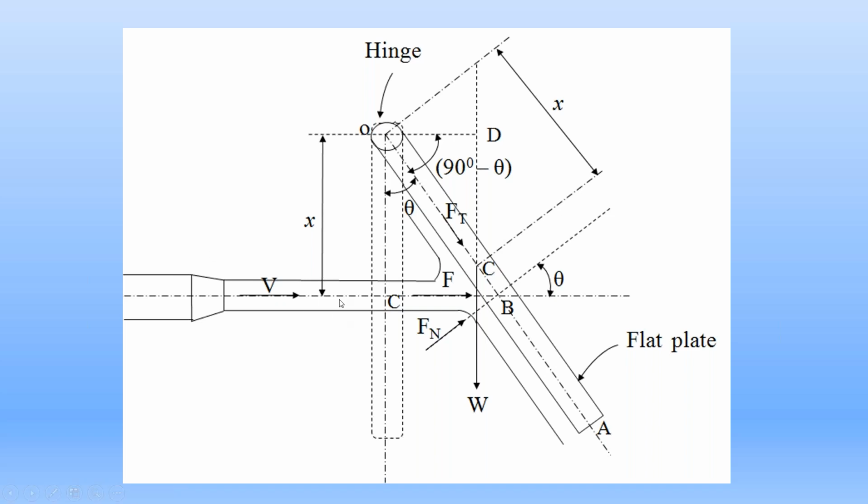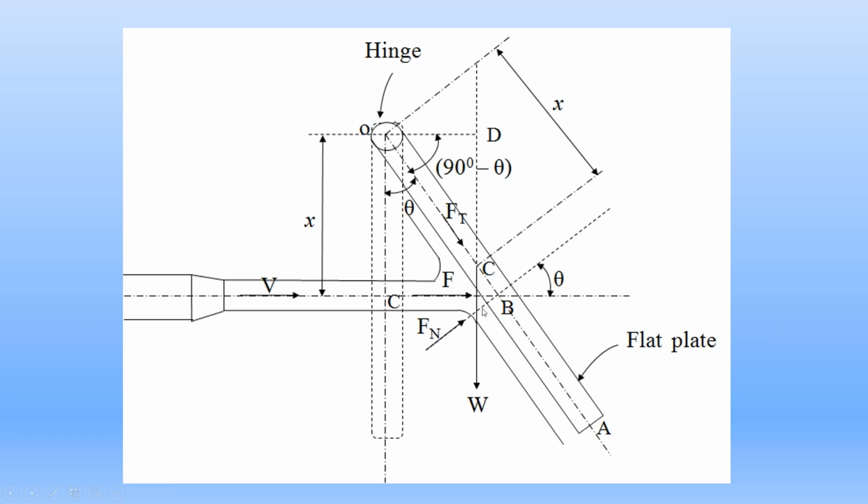Now the force applied by the water jet on the metal plate is acting at point B, not at point C, because it is the deflected position. In the deflected condition, the force is horizontal. It is acting on the metal plate at point B. Now at point B, resolve this force F into two components.